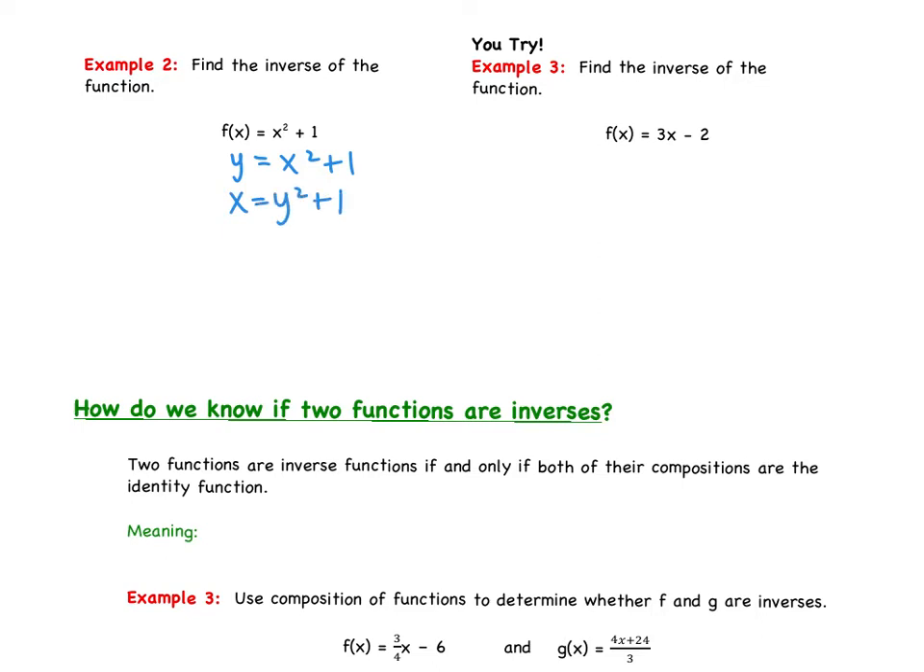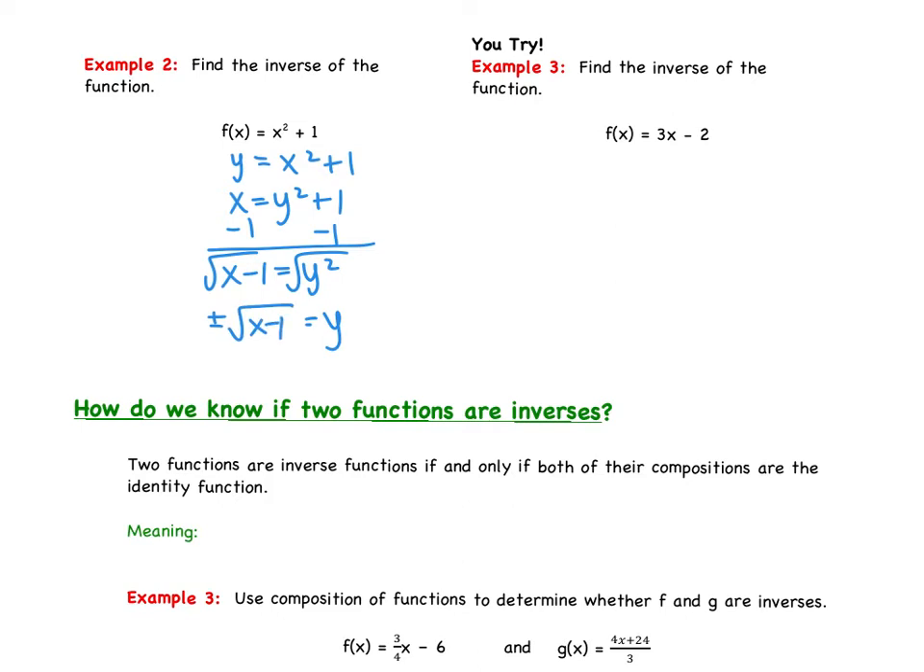Note here, it's going to become y squared. And then we're going to solve for y. So we subtract 1. We get x minus 1 is equal to y squared. We have to think, how do we get rid of that squared? We're going to take the square root. Okay, let's remember though, from before, anytime we take a square root, we get plus or minus.